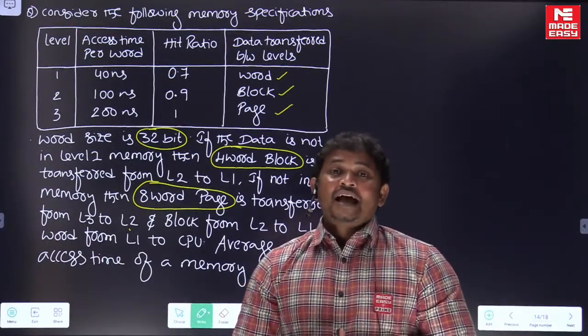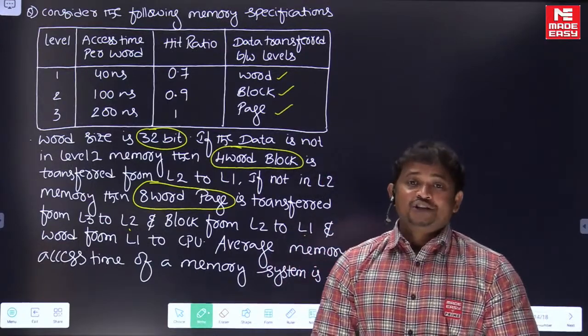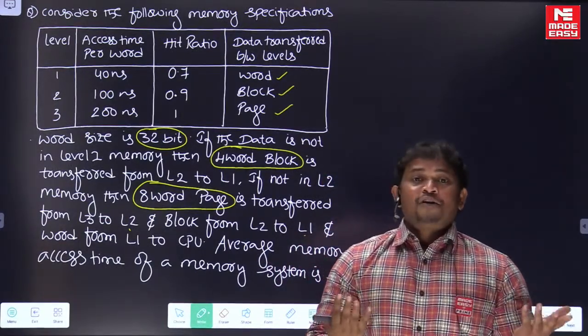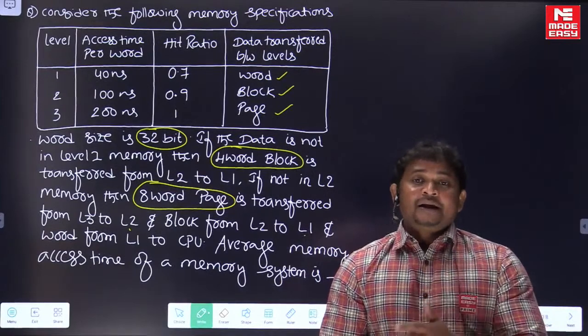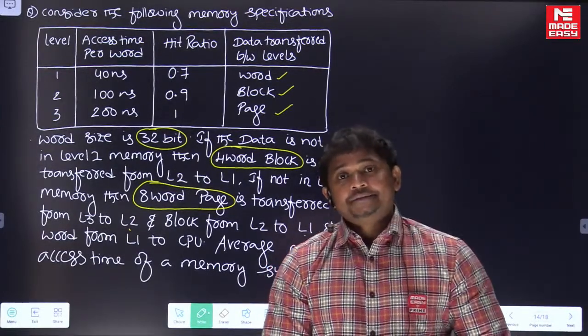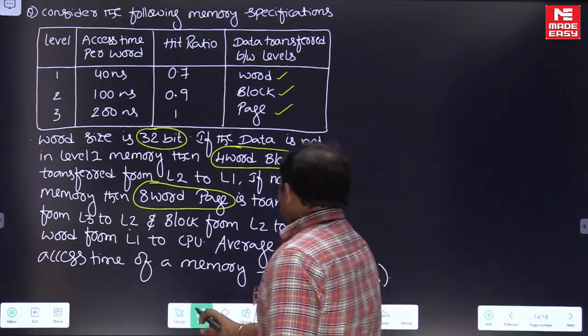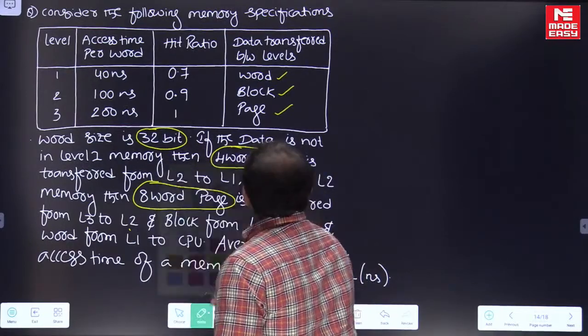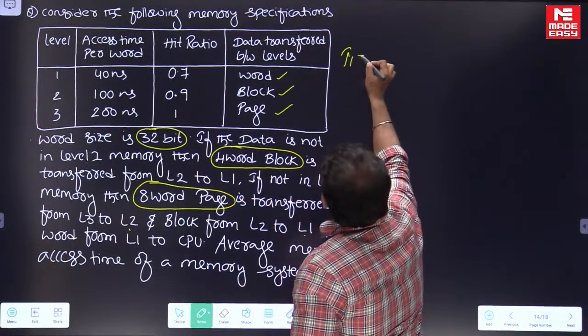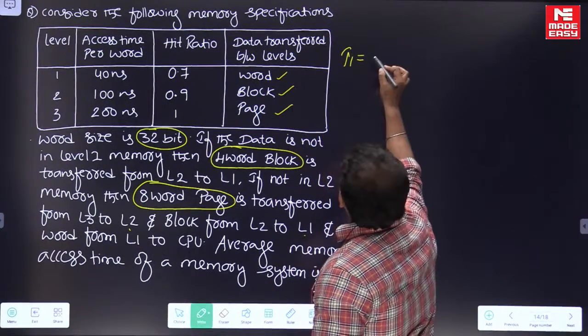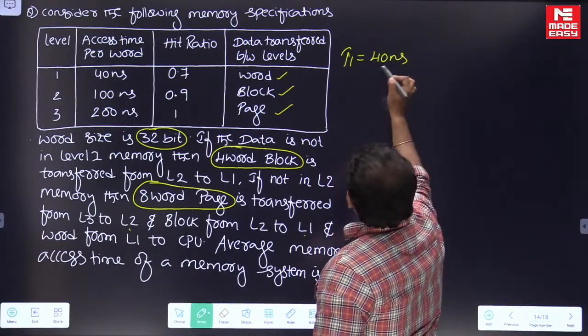Students, you know this as a hierarchical memory organization. You know the formula of hierarchical. Directly apply the formula and solve the question. First, T1, level 1 accessing time. One word accessing time, 40 nanoseconds only.